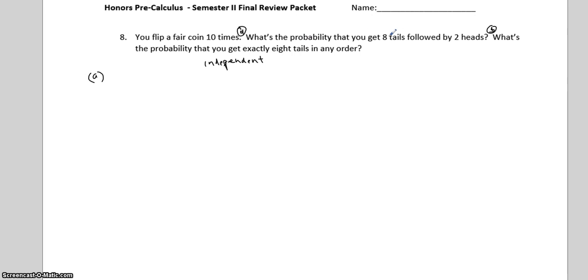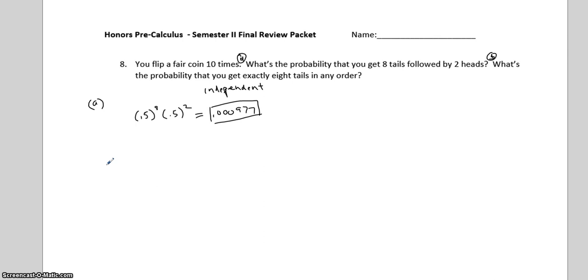And so that's what's going on here: we have 10 events, 8 tails followed by 2 heads. We're just going to multiply the 50% chance for each flip together. And since we care about this order in particular, we're kind of done with the problem when we do that. This is a very small number. If you put that in your calculator, you'll get 0.000977. And that's the probability of that very specific pattern occurring of 8 tails followed by 2 heads.